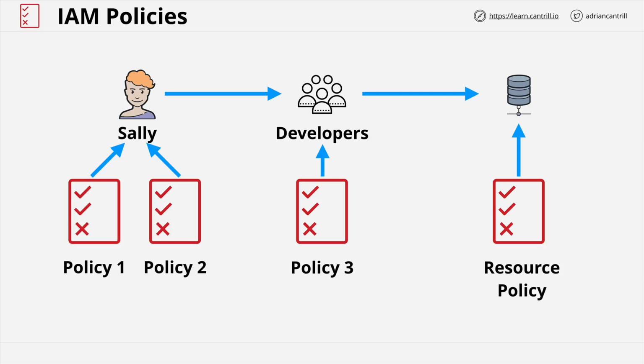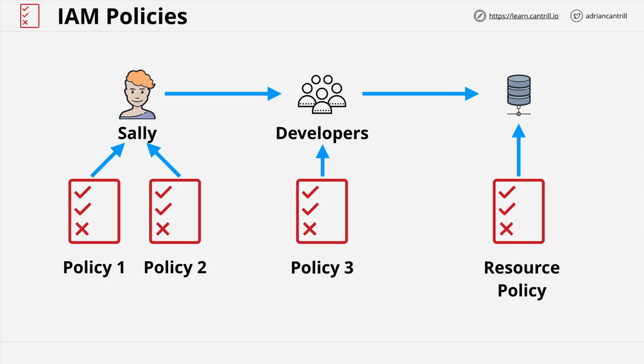But the same rule applies. Deny, allow, deny. If there's ever an explicit deny, that's it, game over. If there's an explicit allow, then you're allowed access unless there is a deny. And if none of those apply, there is always the default implicit deny.